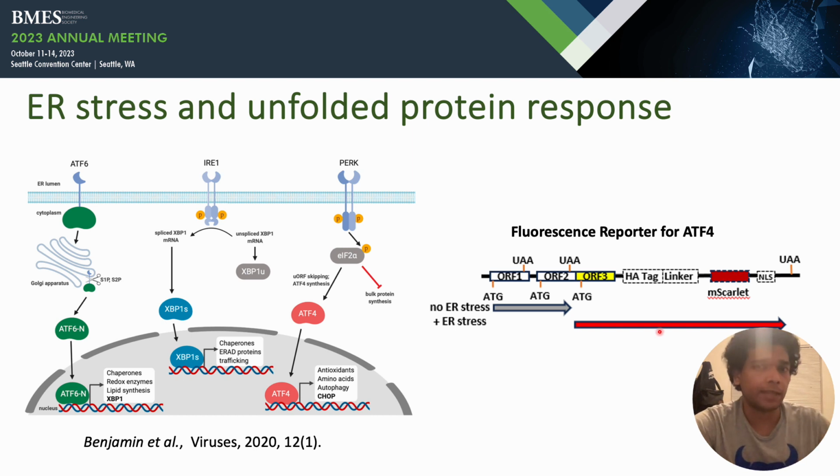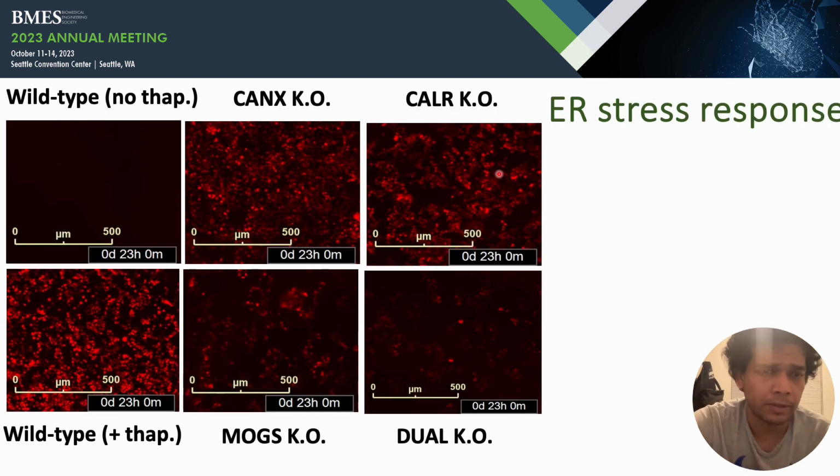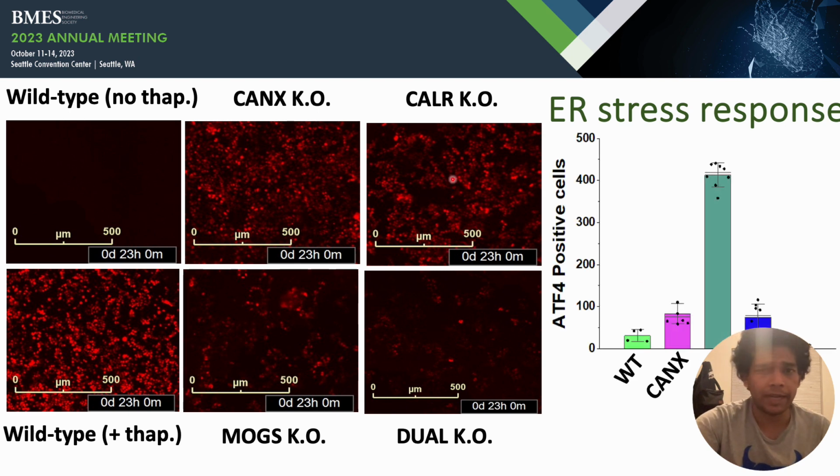So whenever the cells are under ER stress, this mScarlet signal will get translated, and we will see the red signals. When we did the fluorescence assay on different knockouts, we can see that different knockouts have different kinds of ER stress, as shown by the different fluorescence signals. And when we quantify this fluorescence image, we can see that the calreticulin knockout has the highest ER stress compared to the other knockouts.